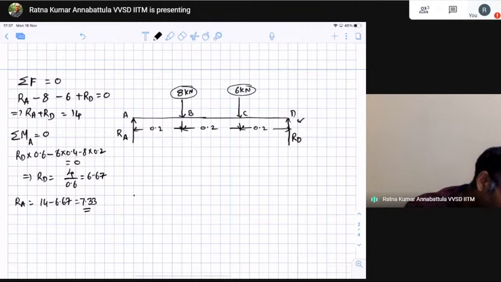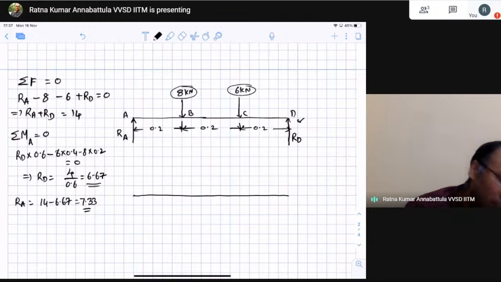Okay, so let me draw the shear force diagram. I am taking this baseline to be 0. Okay, that is my 0 line. And at RD, I calculated the shear force to be 6.67. My sign convention was what? Upward is positive. So both of them are positive. So I am saying this is 6.67.